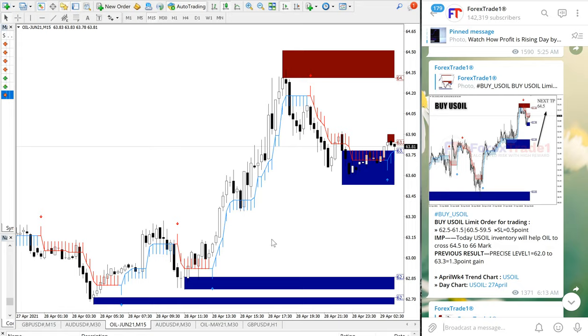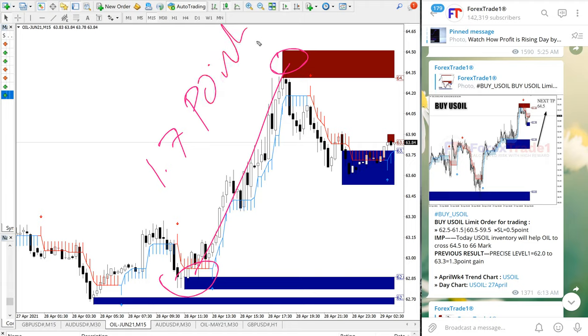Usoil performed from 62.8, which is near our level. Actually, a very small difference may be there because of different brokers, different spread differences. So Usoil started to perform from 62.8, from here all the way to here, 62.8 to 64.5, which gave 1.7 points gain. 1.7 points gain on Usoil, which is huge. A very good profit on Usoil.